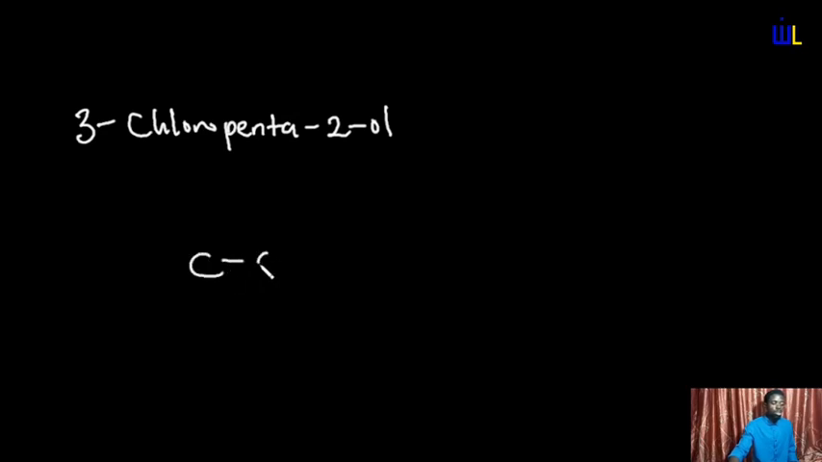Imagine I had something like 3-chloropentan-2-ol. So first of all, the pent represents 5. It's going to be 1 2 3 4 5. Next thing I need to do is to allocate the locants 3 4 5.